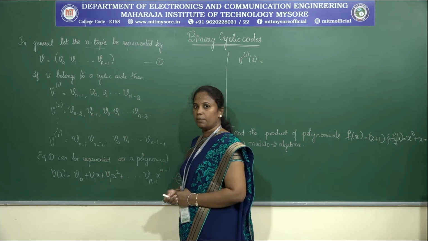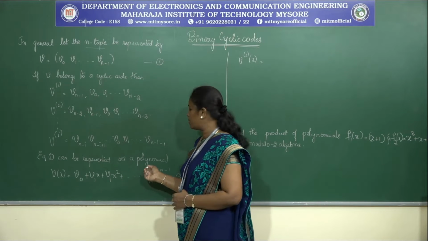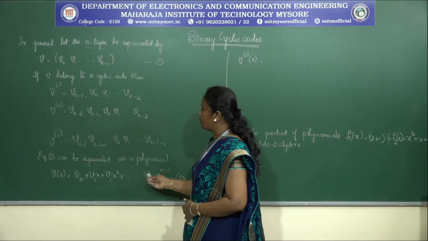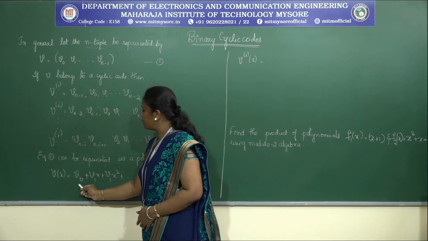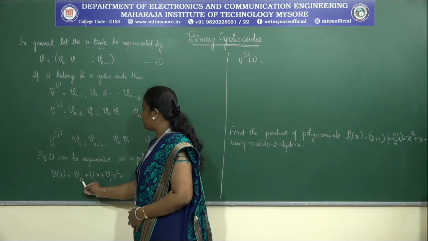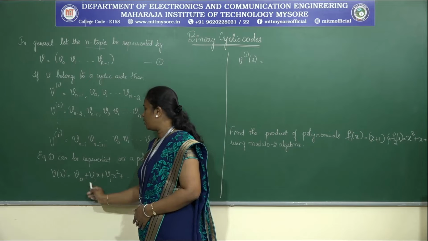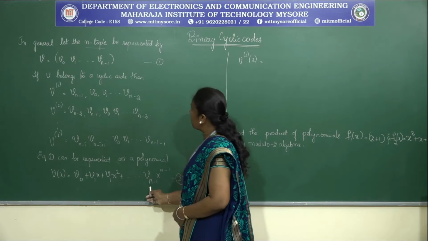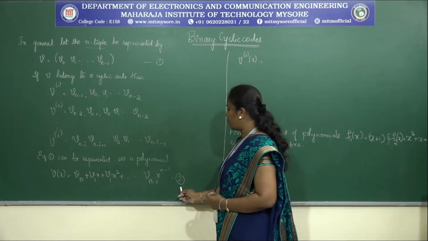As I already told, this cyclic code can also be represented in a mathematical structure, where we represent it as a polynomial. Equation 1 is represented in polynomial form like this: v of x is equal to v0 into x to the power of 0, which is 1, so v0 plus v1 into x plus v2 into x square, up to x to the power of n minus 1. Let us represent this as equation 2.